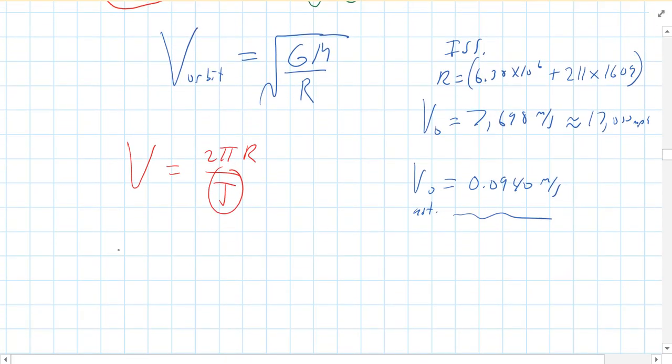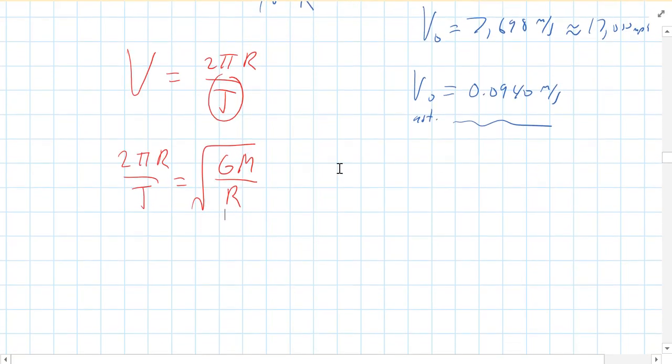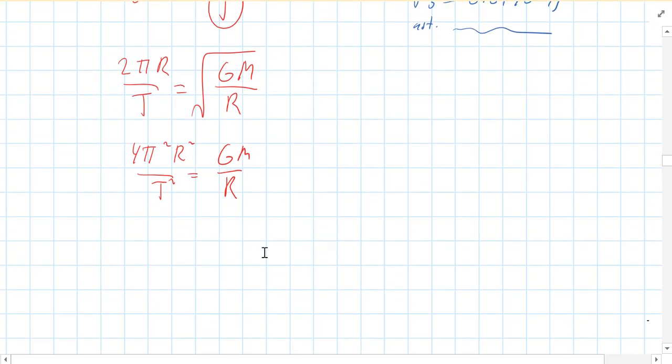So if I set these equal, 2 pi r over t equals square root of GM, mass of whatever you're orbiting, divided by r. Okay. Now I want to get rid of my square roots, so I'm going to square everything. So I get 4 pi squared r squared over t squared equals GM over r. And then I'm going to do a little bit of rearranging here. I'm going to put the r up there. I'm going to put the 4 pi squared down here. So I get r cubed over t squared equals GM over 4 pi squared.